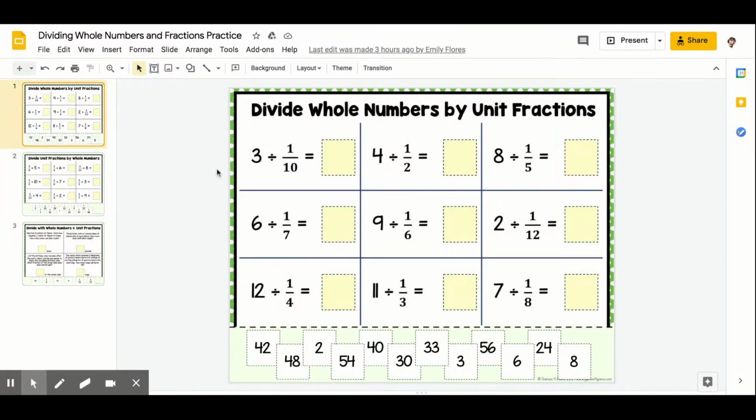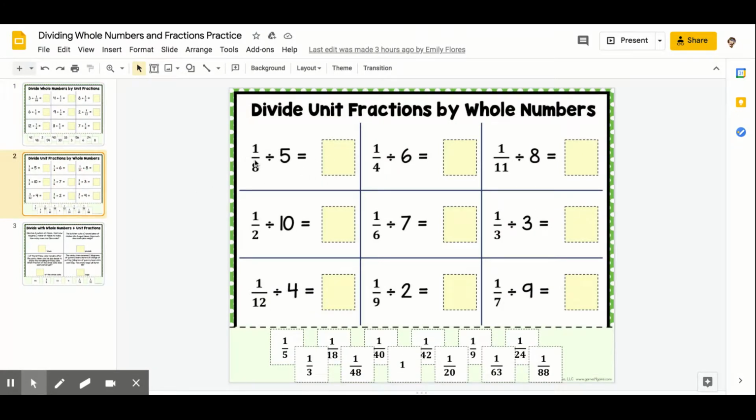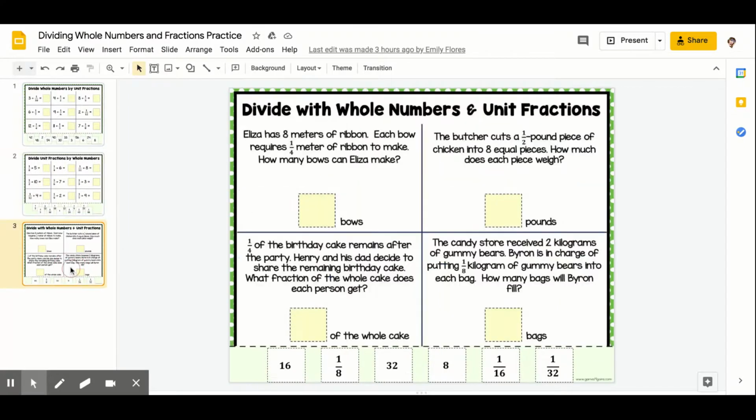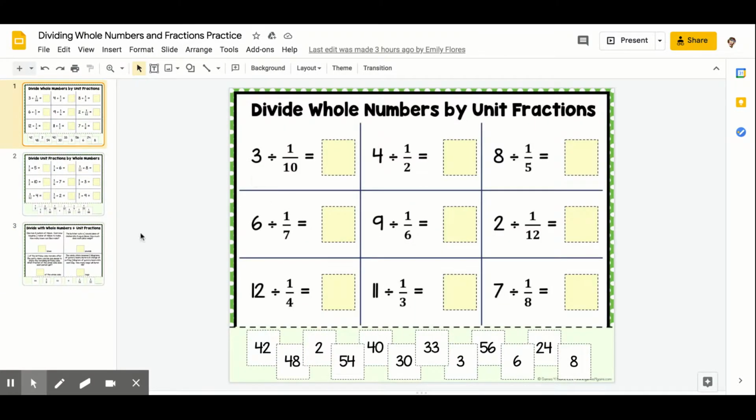So on our first slide, you've got whole numbers divided by fractions. And then on our second slide, you've got fractions divided by whole numbers. On slide 3, we've got some word problems to make sure that we're paying attention to see exactly what is being asked. So we do have the answers down at the bottom. As you can see, there's only 4 answers, but we've got 6 options here. So make sure that we are being very careful with solving, because not all of our answers will be used. So let's go over a couple of them. Let's go over one on this slide and then one on slide 2.